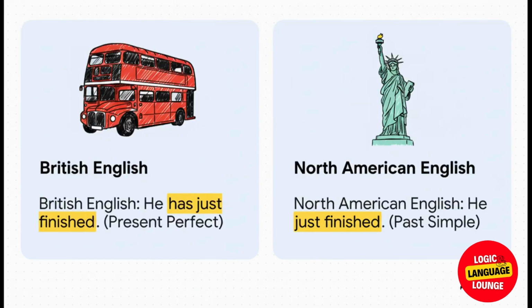Oh, and here's a fantastic pro tip for you. When you're talking about something that happened just a moment ago, British English speakers will often use the present perfect. "He has just finished." But in North American English, you're way more likely to hear the past simple. "He just finished." The cool thing is, both are correct. It just depends on where you are.